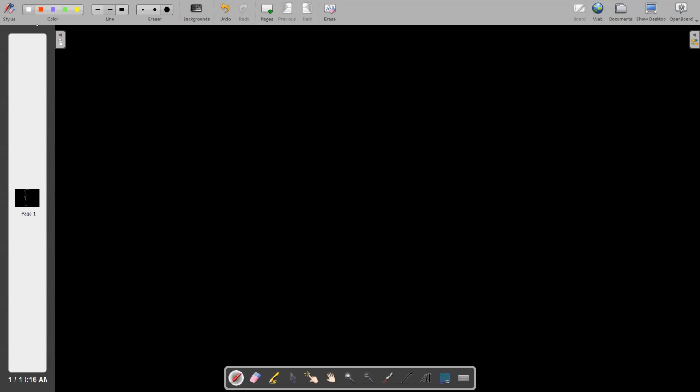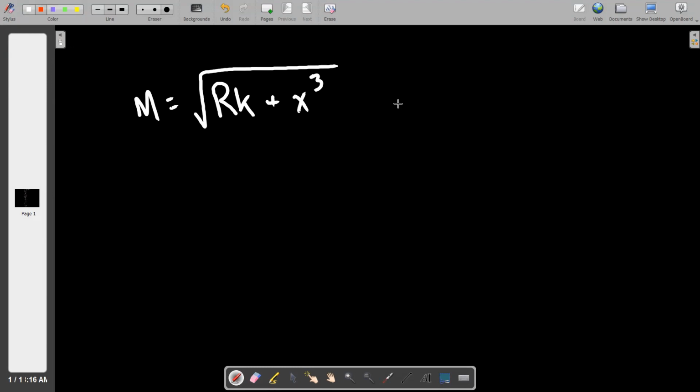Last example for today, number 4, is I have m equals the square root of big R times little k plus little x cubed. And I'm going to ask you to solve for k. I thought this would be good practice.